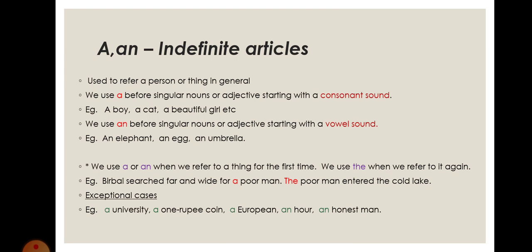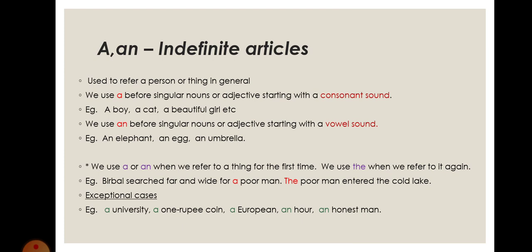So there's a rule to use a and an in front of singular nouns. So what is that rule? We use a in front of nouns that start with a consonant sound, and we use an before singular nouns and adjectives starting with a vowel sound. So first we have to check whether the noun's pronunciation starts with a consonant sound or a vowel sound.